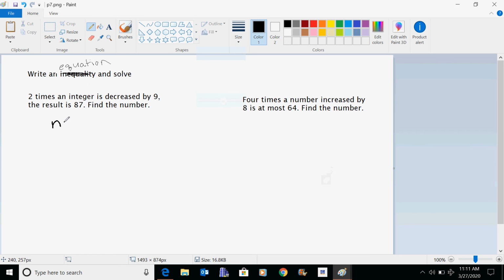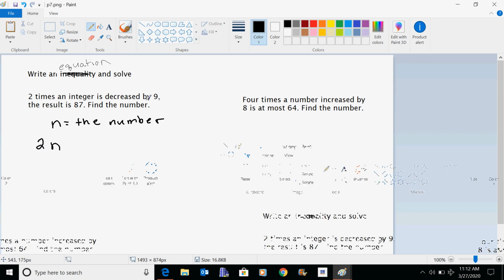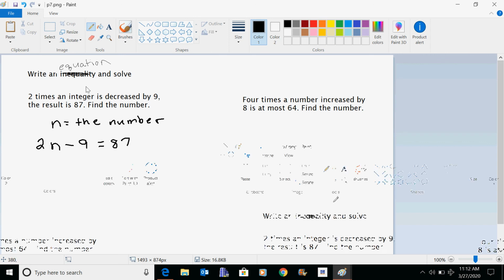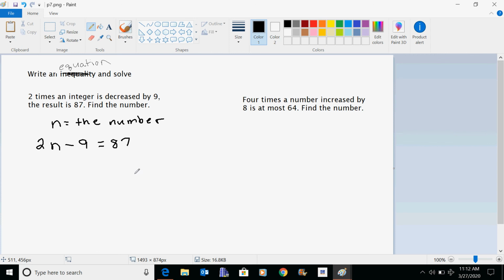So we have n equals the number. And it says 2 times an integer. Okay, that's our integer. That's our number. 2n is decreased by means minus 9. And the result is 87. So if it says to write an equation or write an inequality, if it says write an equation, you need to actually show the equation and be able to put that in as part of your answer. And then once you solve it, then you'd be able to give the answer.